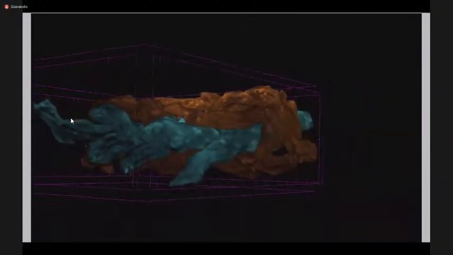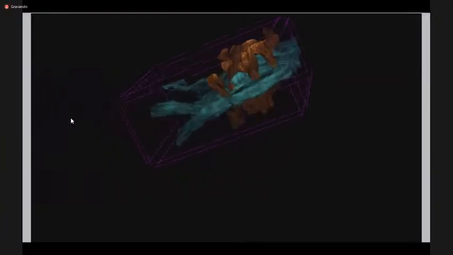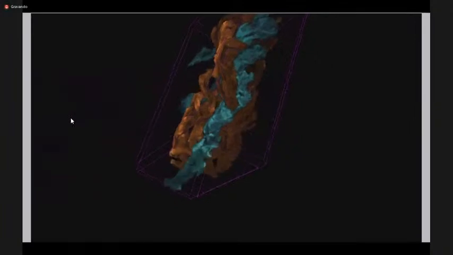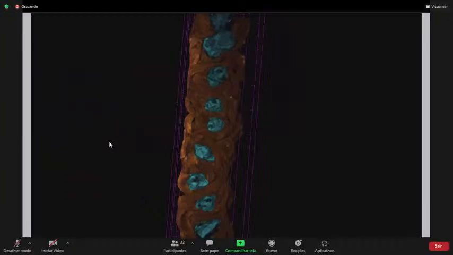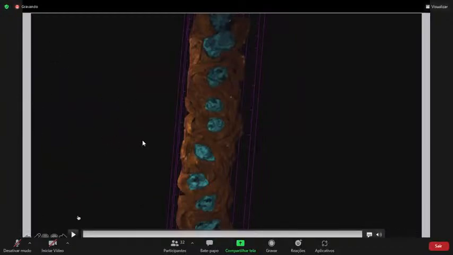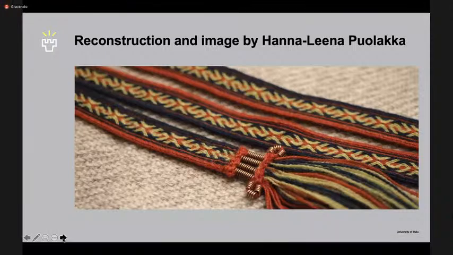Micro CT imaging and segmentation made it substantially easier to understand the tiny piece of tablet woven fabrics. Together with microscopic viewing, it was possible to reconstruct the colors used and the pattern, and how individual tablets were turned around while this tablet woven band was made. And together with Hanna Puolakka, we were also able to understand the nature of this find and look for possibilities for its geographical origin that point to the east, possibly to Karelia.